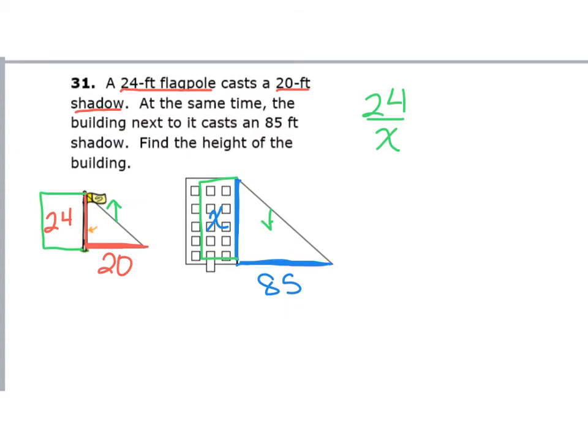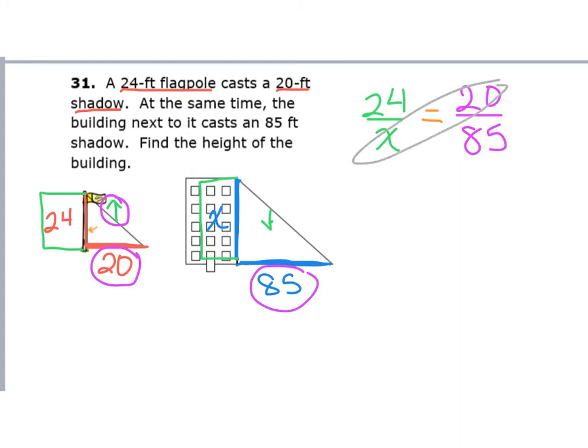Then I'm going to compare my shadows. So my shadows are 20 and 85. And here's my up arrow, so that means 20 is going to go on top, and 85 is going to go on the bottom. Okay? And these two things are proportional, so they will be equal to each other. Okay? It does want me to actually find the height, so I do need to go through and do my cross multiplication on this one. So I'm going to cross here and get 20 times x. And then I'm going to cross here, 24 times 85.